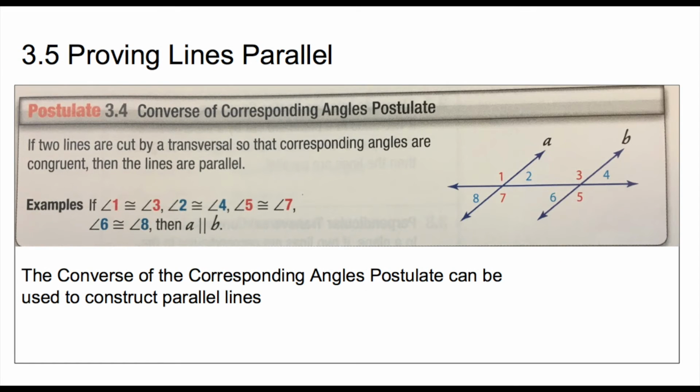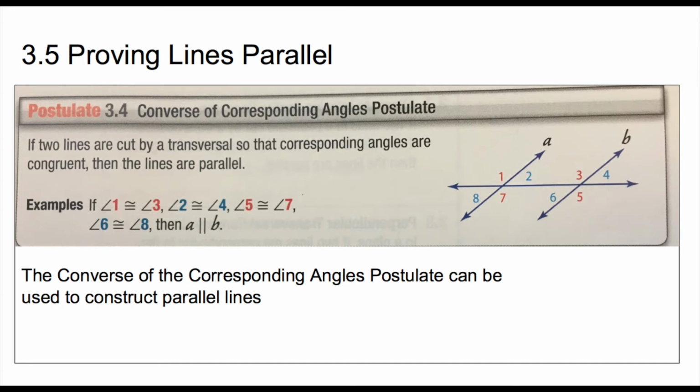3.5 proving lines parallel is important because you use it later when comparing parallelograms. 3.5 is about proving lines parallel. The converse of corresponding angles postulate states that if two lines are cut by a transversal so that the corresponding angles are congruent, then the lines are parallel. The converse of corresponding angles postulate can be used to construct parallel lines.